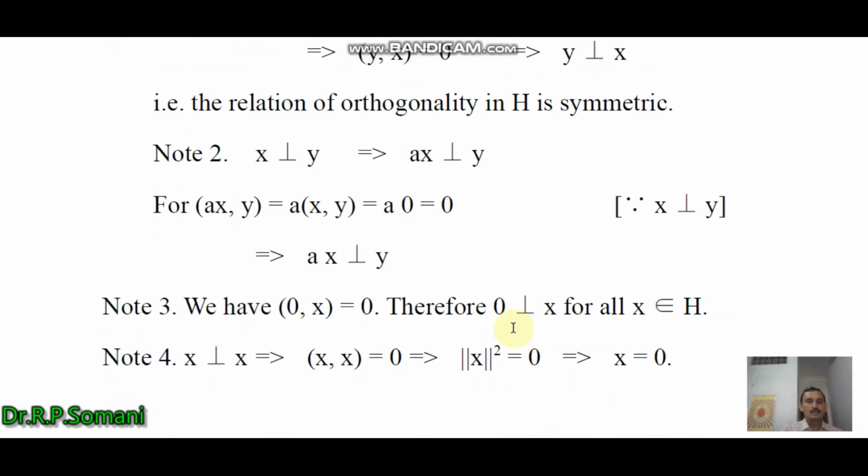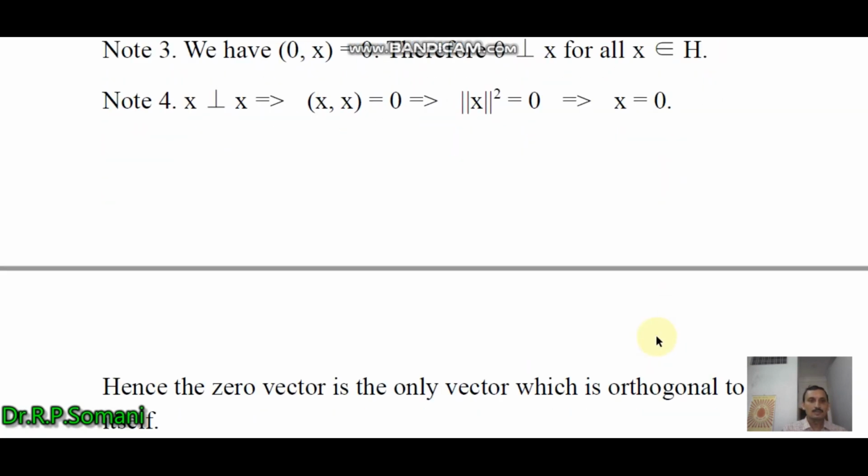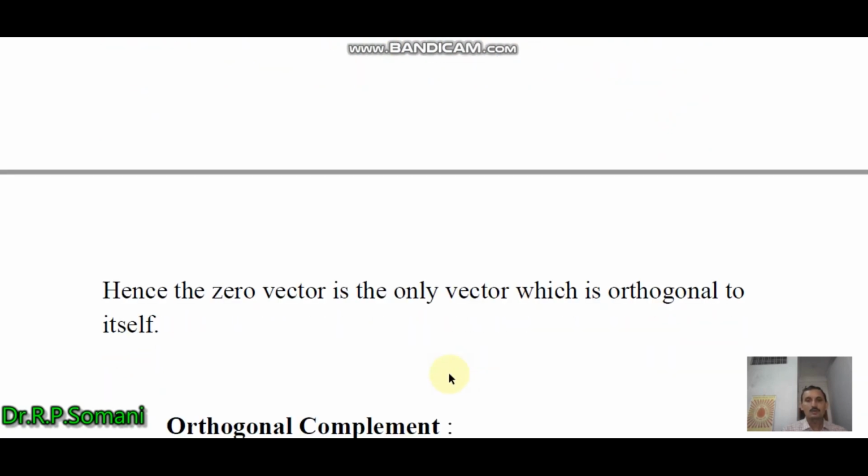The third one is that we have the inner product <0, x> equal to 0. Therefore 0 is orthogonal to x for all x belonging to H. And last, the fourth: note that if x is orthogonal to x, then <x, x> equals 0, which implies norm of x squared equals 0, and this implies x equals 0.